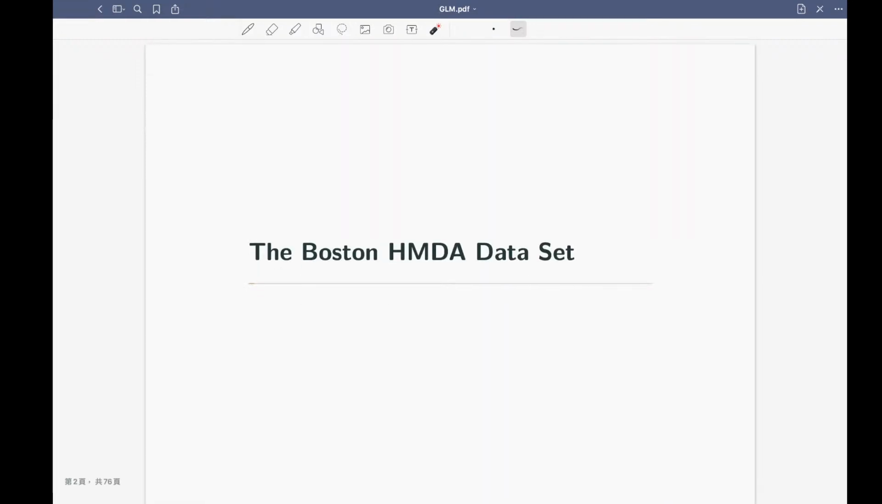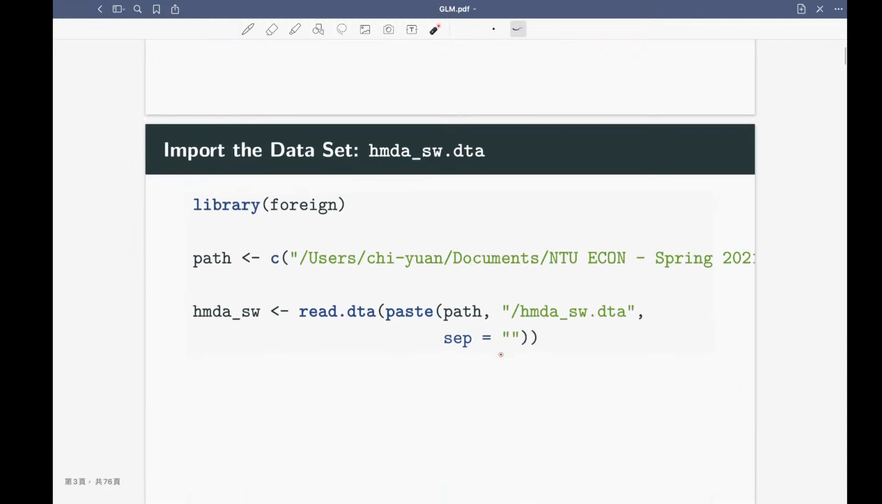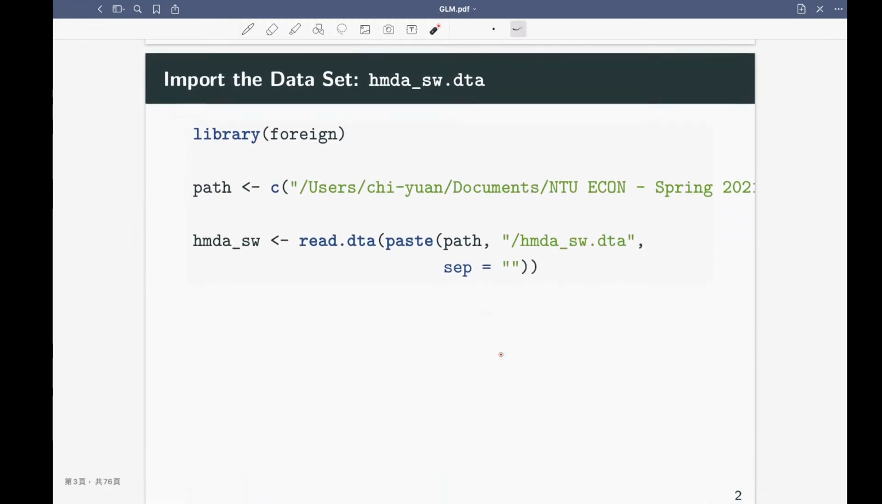At first, I introduce our dataset in this chapter. This dataset is about the Boston HMDA dataset. We focus on some variables, and at first, we should import this dataset. It's a data file.